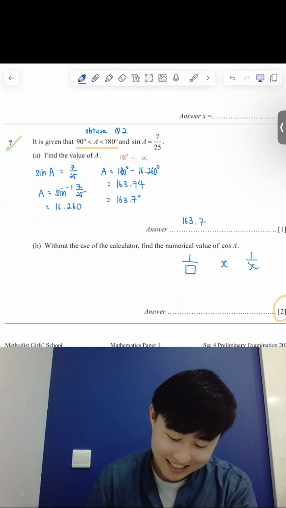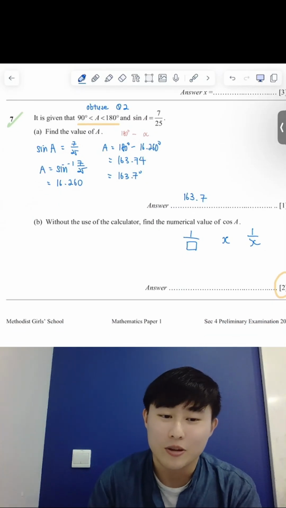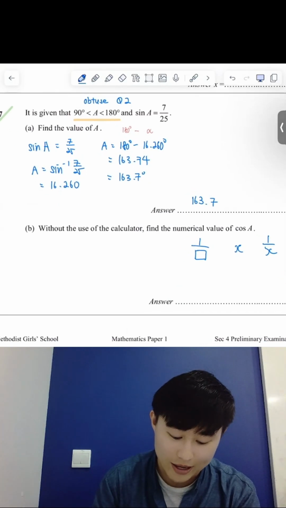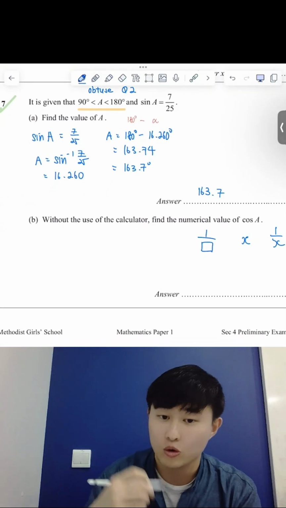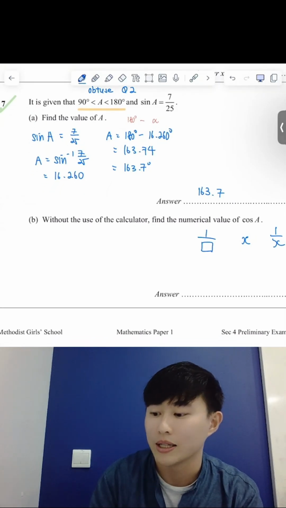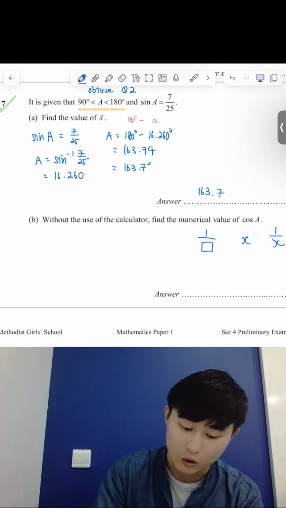Yes, I know what you're saying. Okay, so I'm going to go on. They say without use of calculator, find the numerical value of cosine A. So you are not allowed to just key into the calculator and get away with it. So this is what I'm going to do.